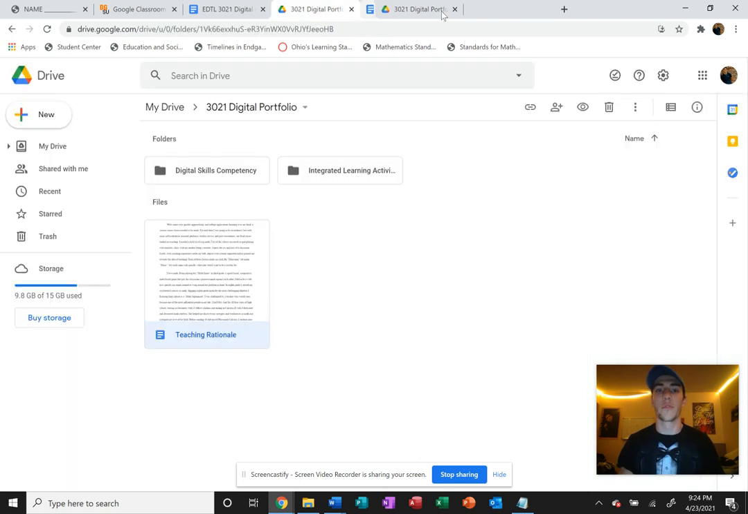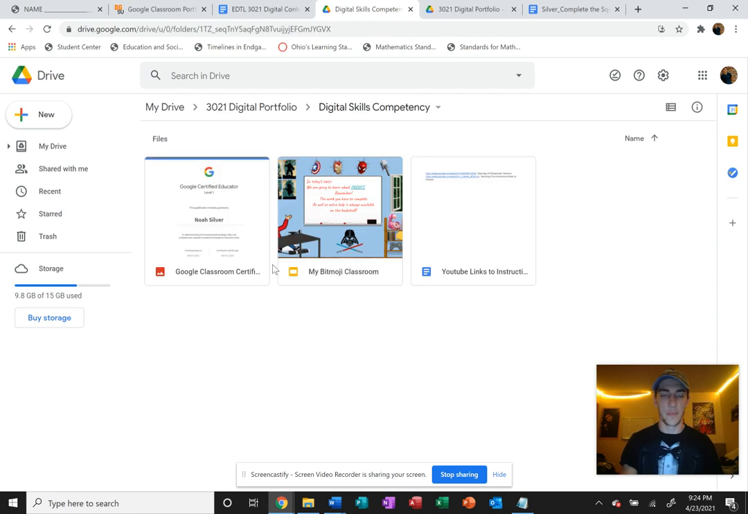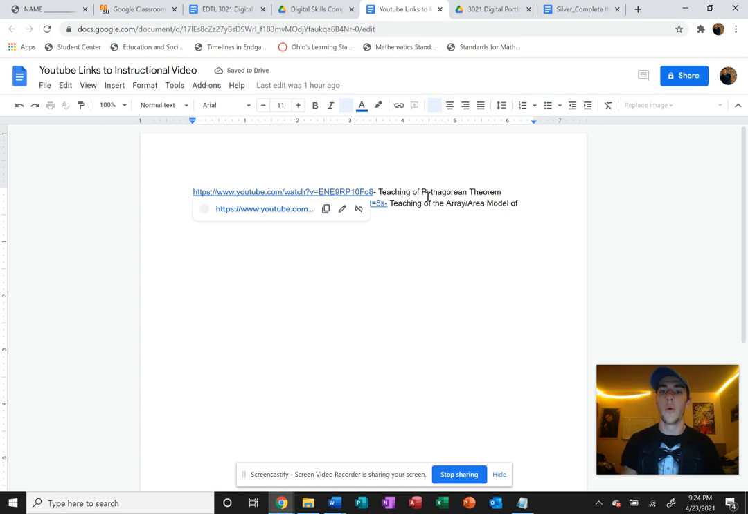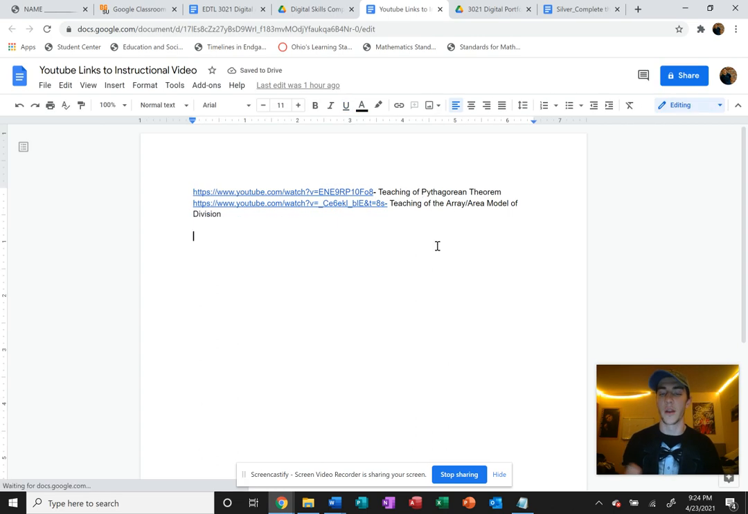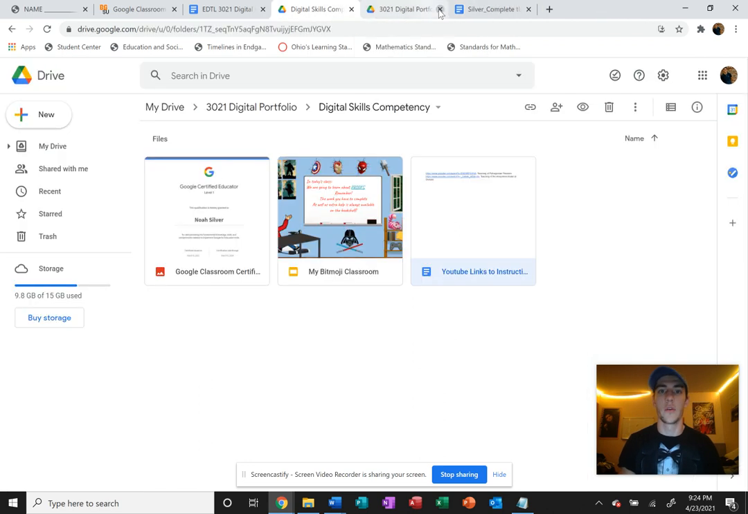So we'll head back to the portfolio itself, take a look at the digital skills competency. We see the Google Classroom certification. We see my Bitmoji Classroom, and we have a few links to some of my instructional videos in the past. One of them being the teaching of the Pythagorean theorem, and another being the teaching of the array and area model of division. And then from here, we can head back and take a look at some of the activities I have created for my portfolio.